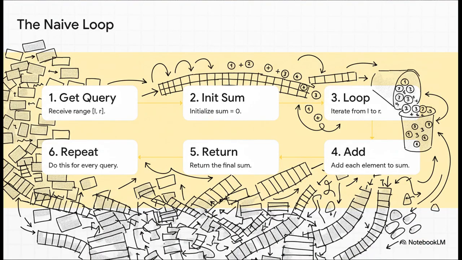So, what's the first thing that comes to mind? For every single query that comes in, you just loop through it, right? You start at the beginning of the range, you go to the end, and you add up the numbers one by one. It's simple, it's direct, and if you have thousands of these queries on a million-item array, you're going to have a bad time.